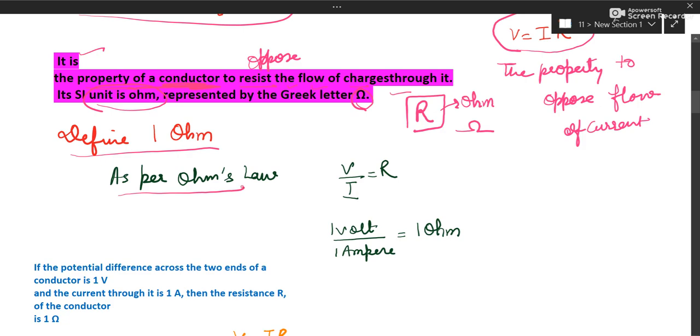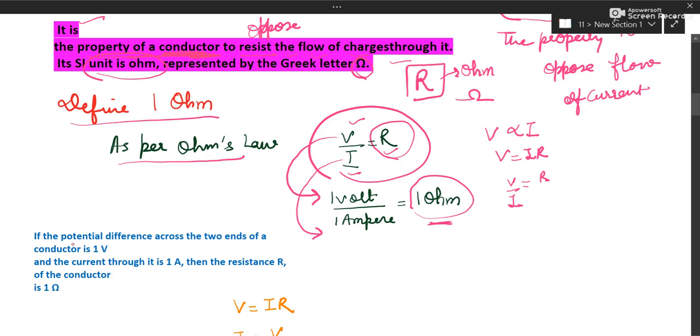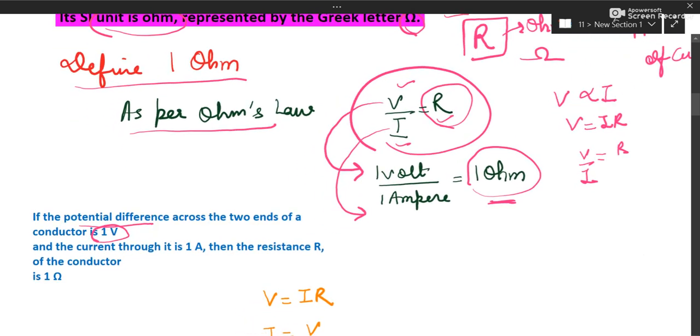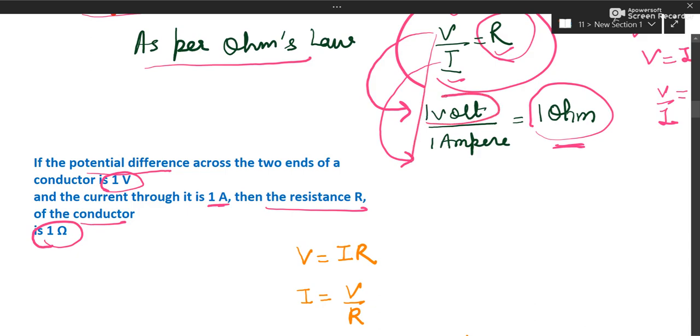Okay, so we have to define 1 ohm. So as per Ohm's law, what equation do we have? V is proportional to I, removing proportionality, we get V = IR. So what is R from here? R = V/I. And that is what I have written here. Potential difference SI unit is 1 volt, current is 1 ampere, resistance will be 1 ohm. So how to define 1 ohm? If the potential difference is 1 volt and current is 1 ampere, then the resistance of the conductor will be 1 ohm.